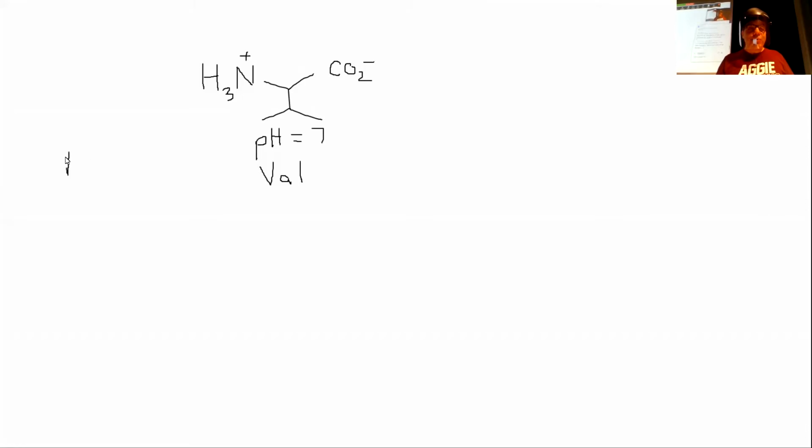At pH equal to 1, well, now we're going to be below the pKa's of all of the ionizable groups, whether they're on the side chain or just the amino group and the carboxylic acid. So I would expect this would look very much like that, except that we'll have the free carboxylic acid. It won't be the carboxylate. It'll actually be protonated, CO2H.